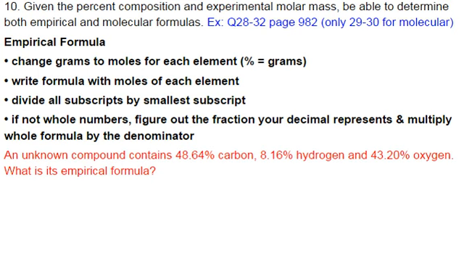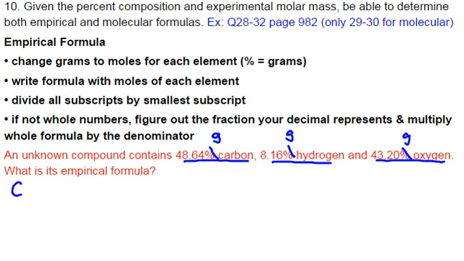Since the formula is all about how many moles or atoms are in there, we need to change our grams, our percent composition, into moles. So when I see a compound contains 48.64% carbon, 8.16% hydrogen, and 43.20% oxygen, I can really think of each of those amounts as grams because out of a 100-gram sample, I know the percents in grams would be interchangeable. So my first step is change my grams to moles for each.